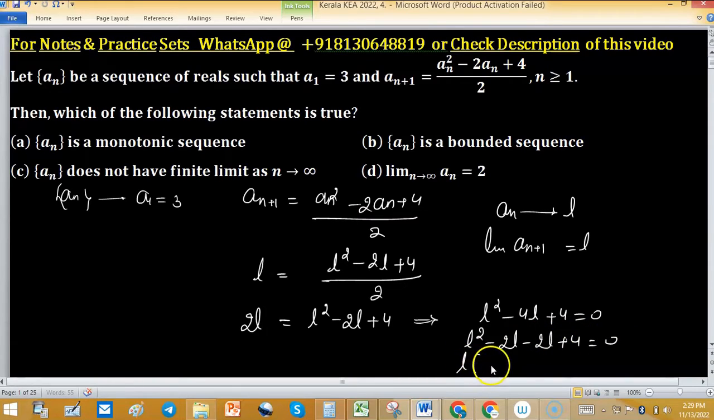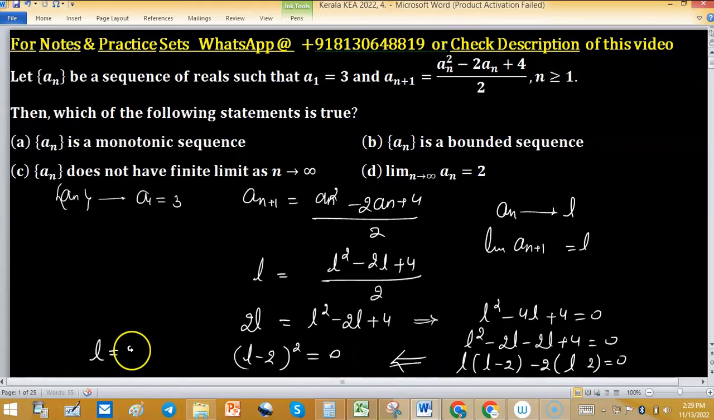L square minus 2L minus 2L plus 4 equals 0. Taking L as common, L minus 2 and minus 2, L minus 2 equals 0. We have (L minus 2) whole square equals 0. This implies that L equals 2. So the limit of this sequence is 2. Option D is correct, and every convergent sequence is bounded, so option B is also correct.